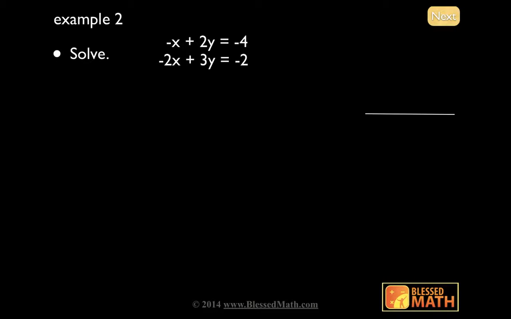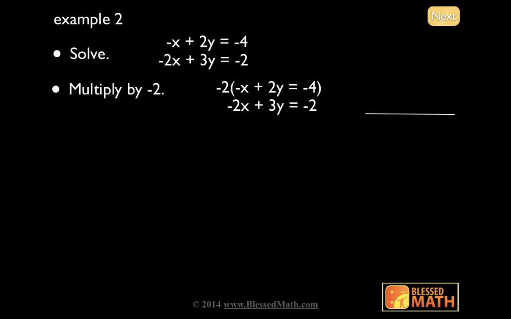When we have negative x plus 2y is equal to negative 4 and negative 2x plus 3y is equal to negative 2, let's go ahead and try to get a positive 2x in the first equation. So we're going to multiply it by negative 2. Negative 2 times negative x plus 2y equals negative 4. And we're going to keep the negative 2x plus 3y equals negative 2 in the second equation.